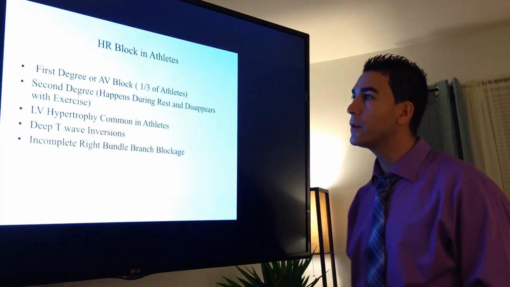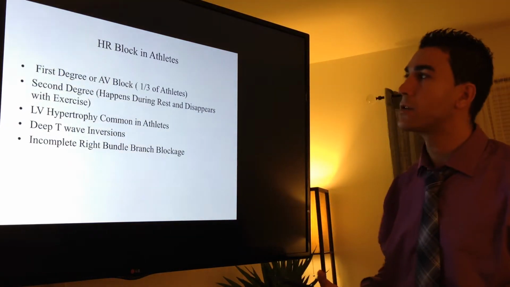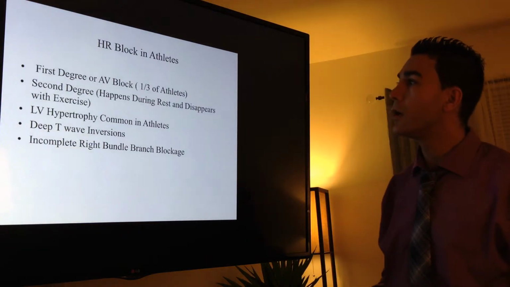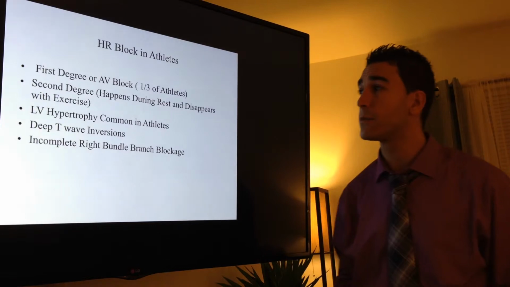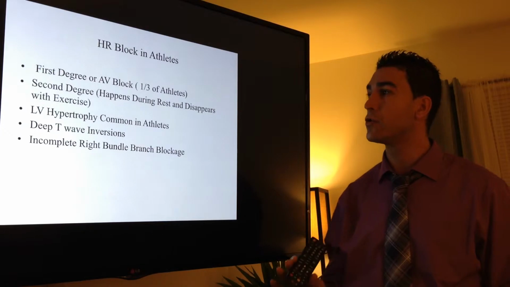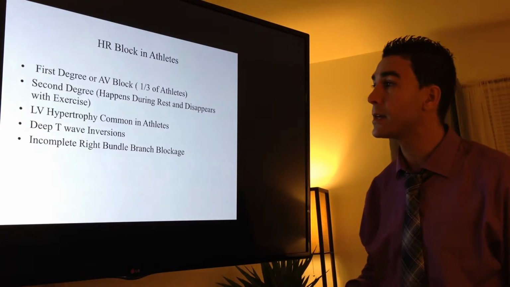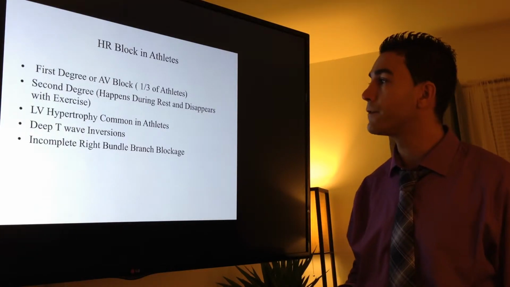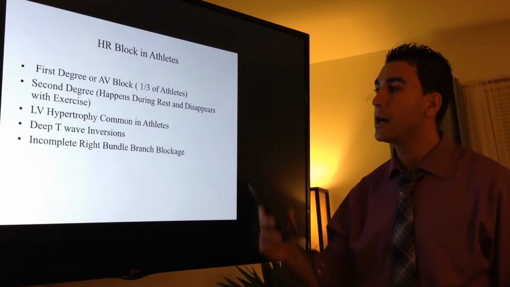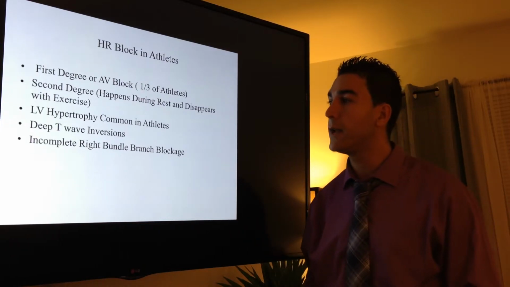Now, when we're going through the presentation, I would like to talk a little bit about what the stats are as heart block affects athletes. First degree AV block happens in 1/3 of athletes, which is a high percentage. Second degree happens during rest and disappears with exercise, which I found interesting. Left ventricle hypertrophy is common in athletes, which usually leads to athlete's heart. Deep T wave inversion in electrocardiogram reading could lead to that.